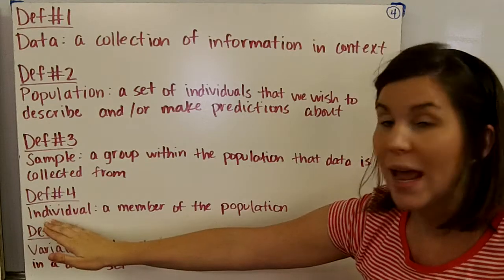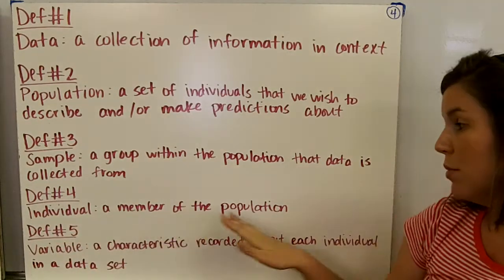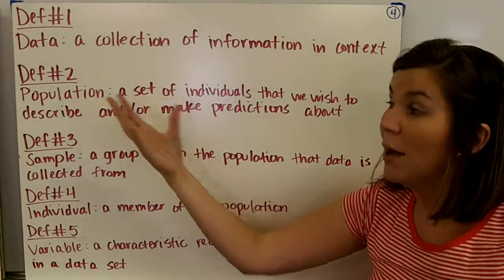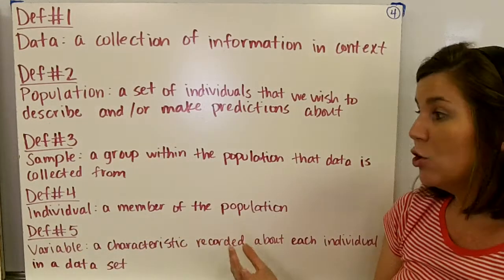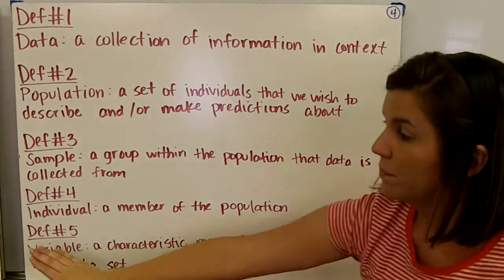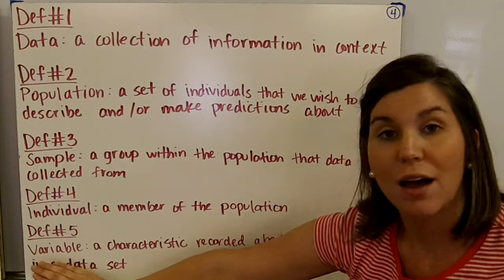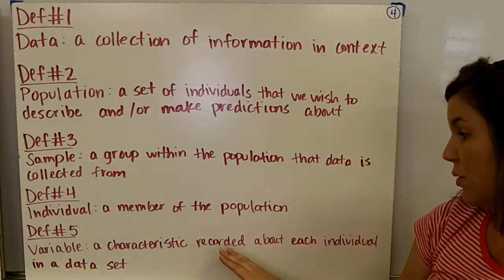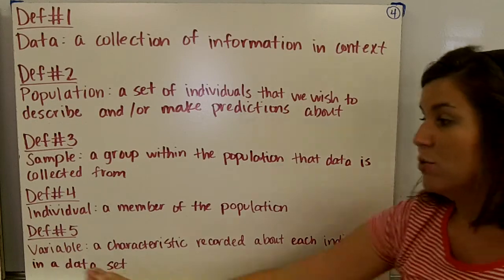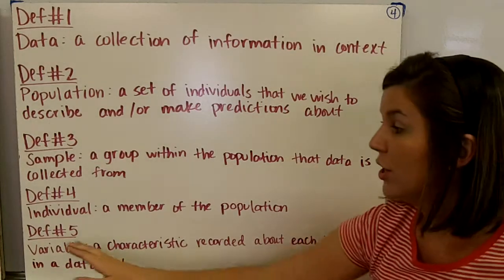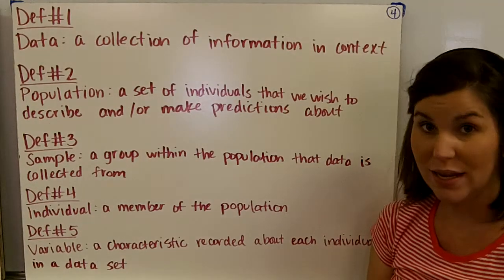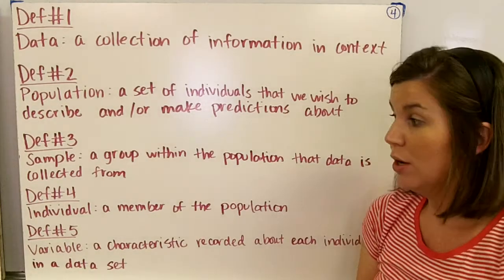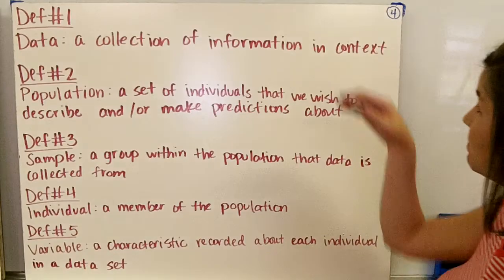Definition number 4, an individual is a member of the population. So again, if our population is the basketball team, then an individual would be a single player, the point guard. Definition number 5, a variable, a characteristic recorded about each individual in a data set. So a variable could be their height, their weight, their free throw percentage.